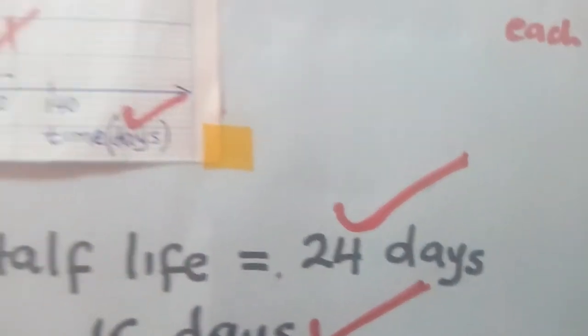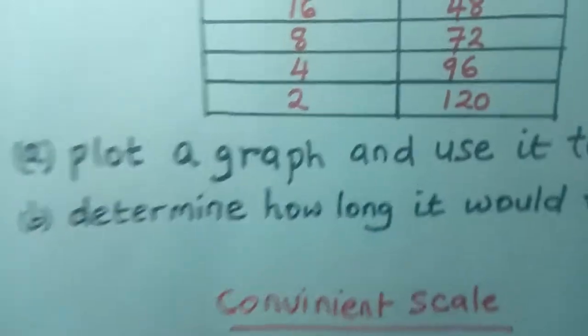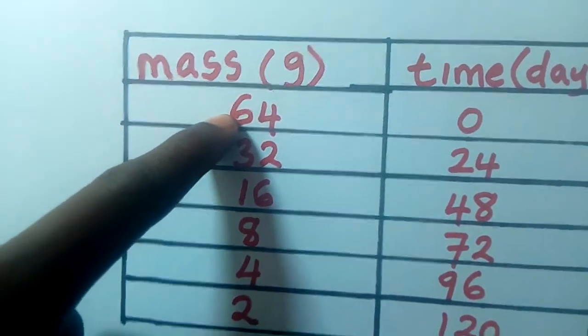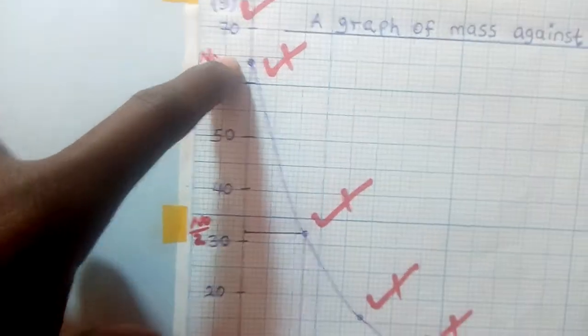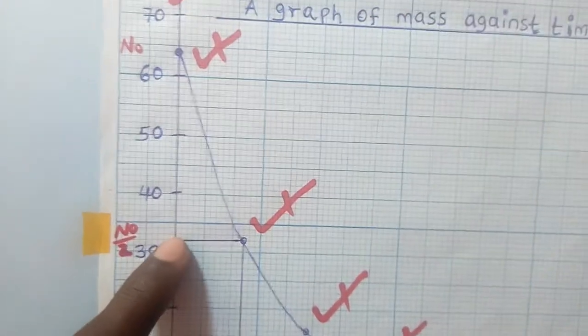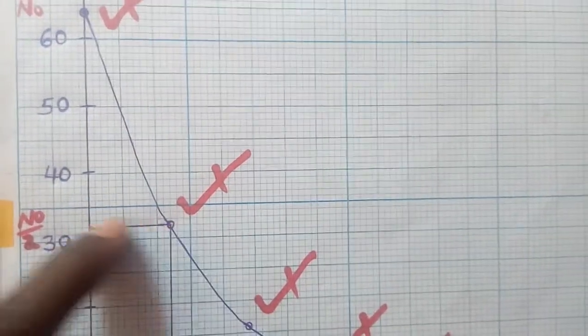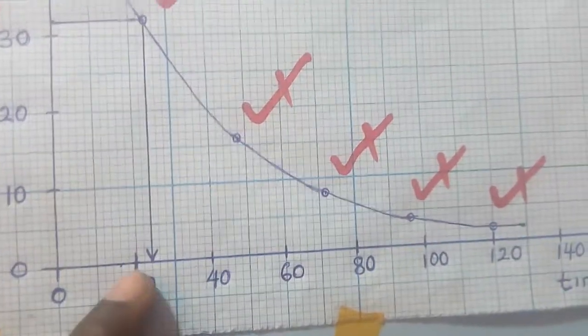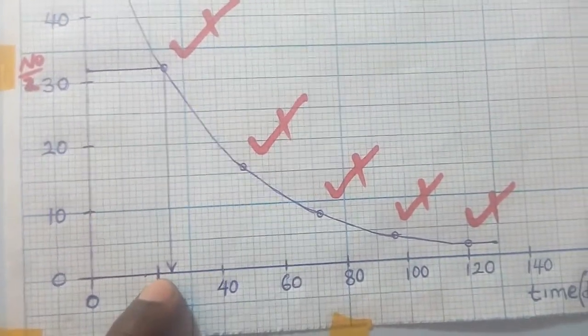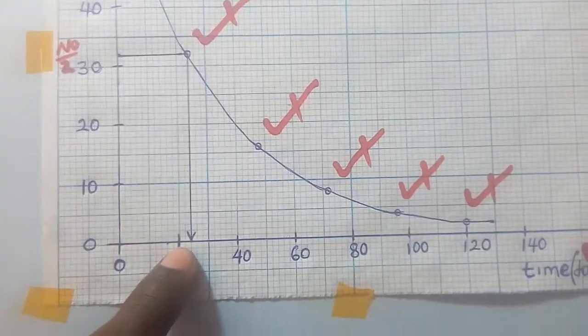So if you do this, from the graph, we are answering from the graph, the half-life is 24 days. How do you get 24 days? What was the original mass? The original mass was 64. What is a half of 64? 32. You see, 64 is somewhere here. 32 is somewhere here. So what you do, you draw a horizontal line where 32 is, then you draw a vertical line. And where the vertical line ends, you read that value. And that value becomes the half-life.